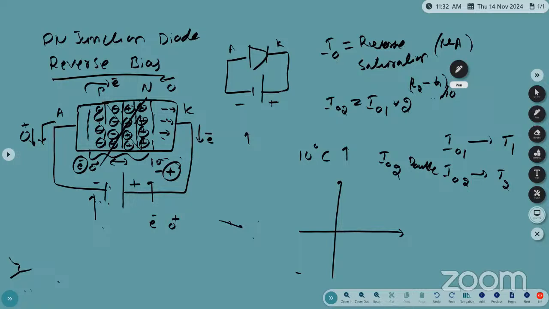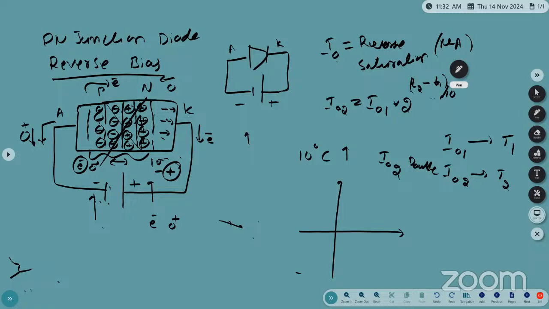After the reverse saturation current, if you still increase the reverse voltage, the junction will get damaged due to high temperature. Due to temperature, we get electron-hole breakage. So the junction will be damaged, and the current suddenly increases. That is the drawback of the PN junction diode.